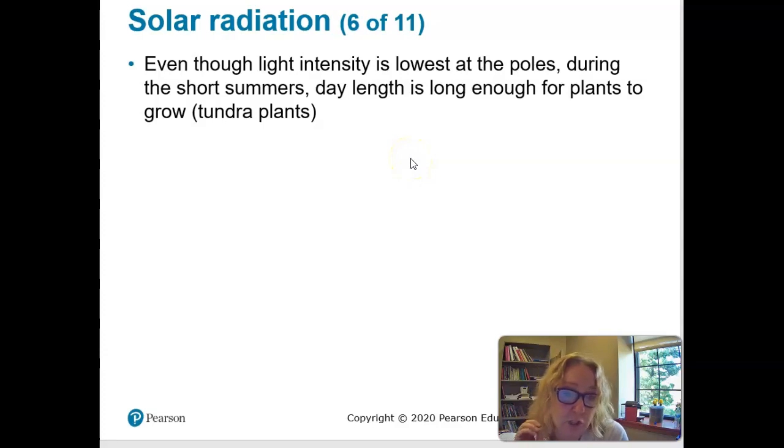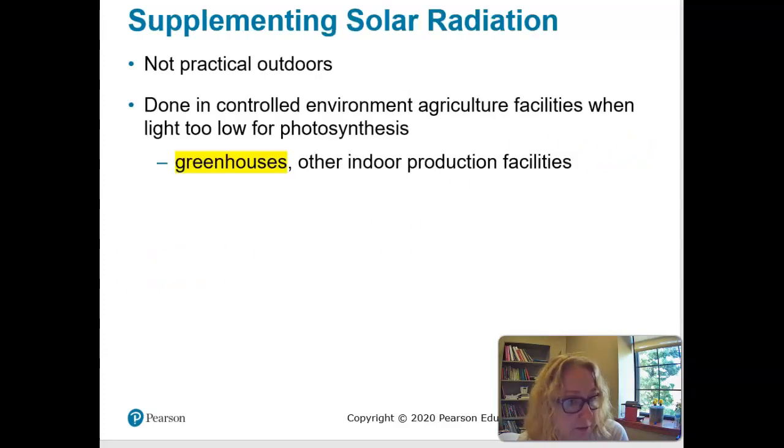Even though light intensity is the lowest at the poles, during the short summer, day length is long enough for plants to grow. So there are tundra plants. It is possible to photosynthesize in the tundra.